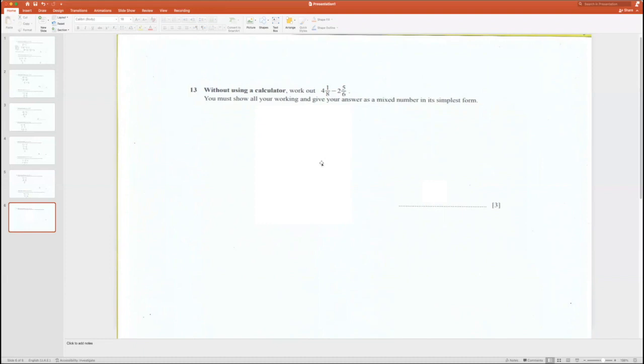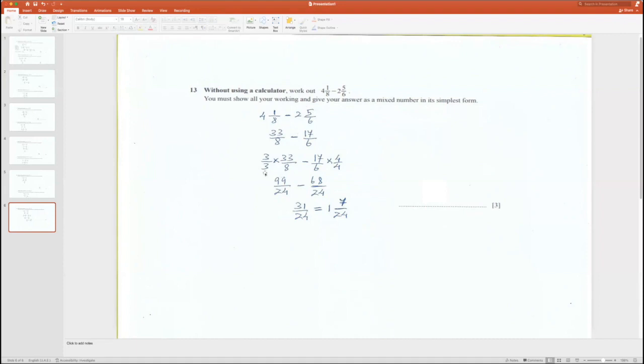Without using a calculator, work out. Two mixed numbers we have to subtract. We know how to do this now. First of all, we have to convert these mixed numbers to improper fractions. Then we can do the subtraction. 8 times 4, 32 plus 1, 33 over 8. 6 times 2, 12 plus 5, 17 over 6. Then we have to get the common denominator. This common denominator is 24.